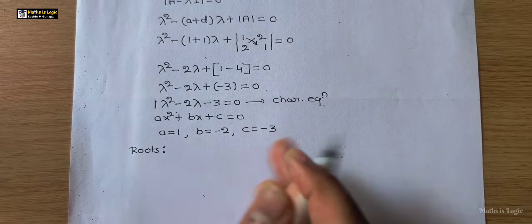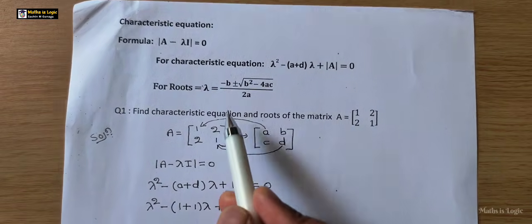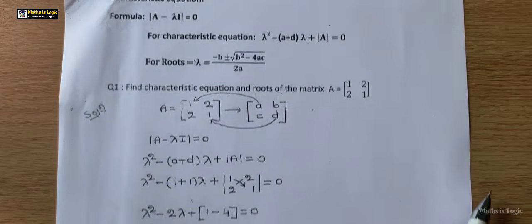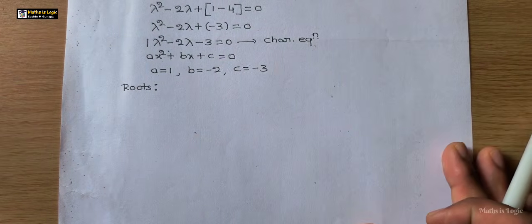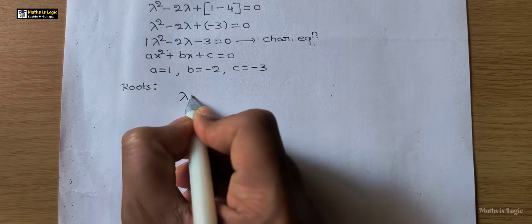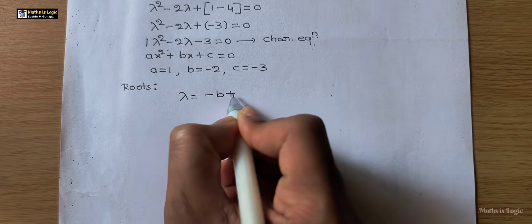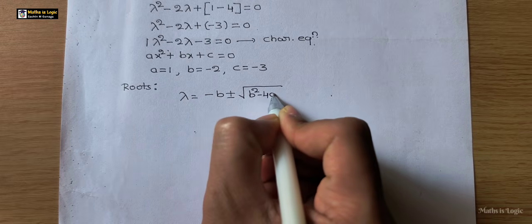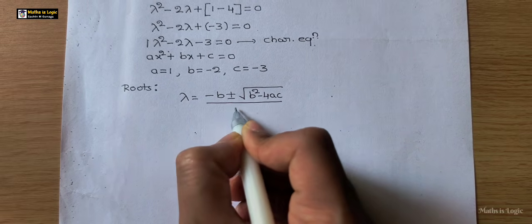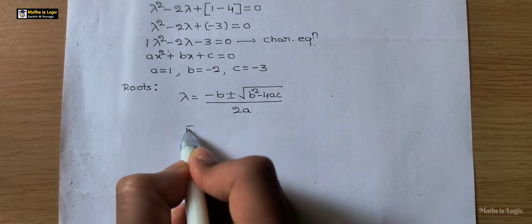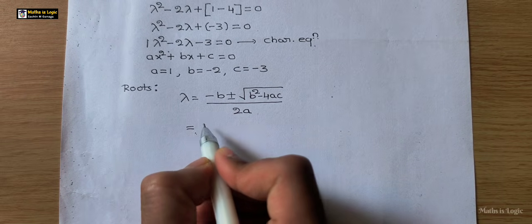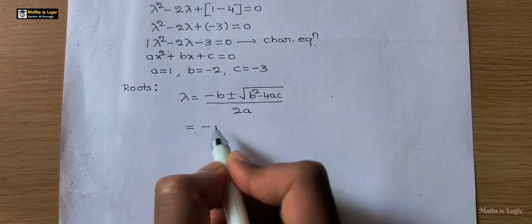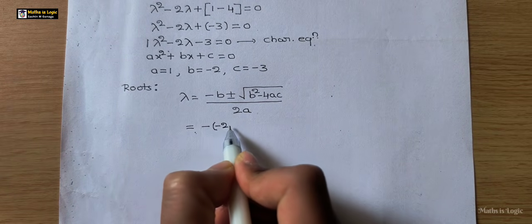So to find out the roots, what is that formula we are going to use? Minus b plus or minus square root of b square minus 4ac divided by 2a. So apply. Lambda is equals to minus b plus or minus square root of b square minus 4ac divided by 2a. So which is equals to, so in the formula minus is there, so keep that minus as it is. Next b value, what is that b value? Minus 2, so keep it in bracket minus 2.